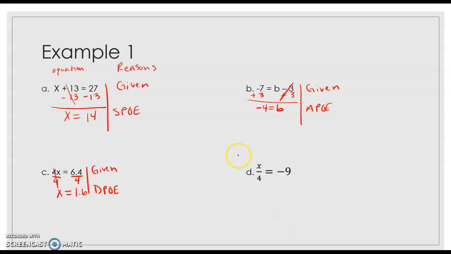All right, so then on this next one, we are dividing because a fraction represents division. So we're going to multiply both sides. I'm going to go ahead and write my given next to it. We're going to multiply both sides by 4. What that does is that makes this 1, so I have 1x equals negative 9 times 4, which is negative 36. And we got that by multiplying equally to both sides. So that's the multiplication property of equality.